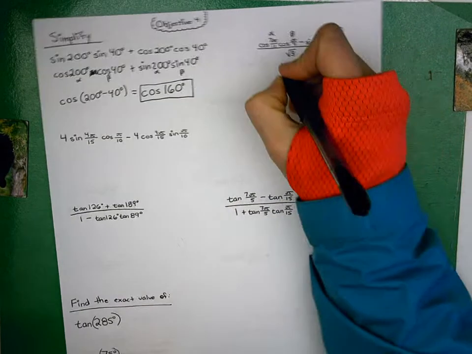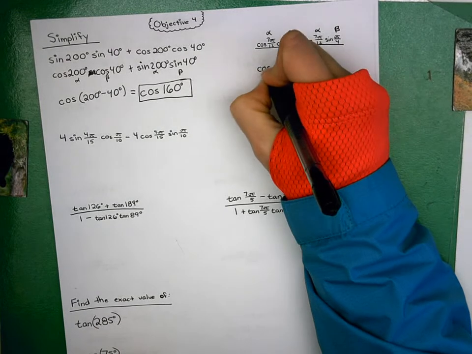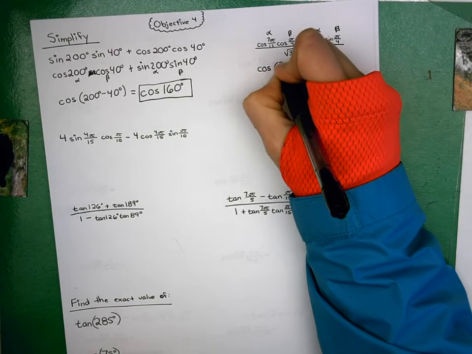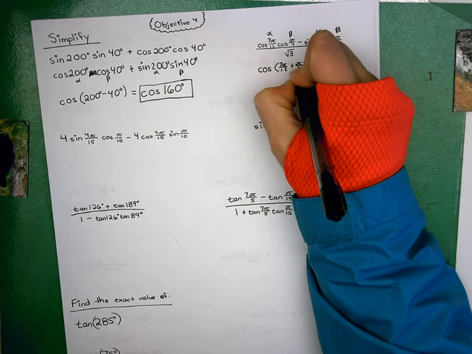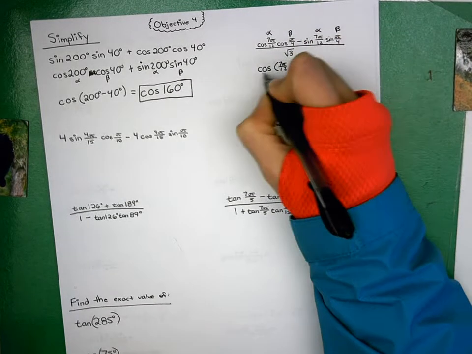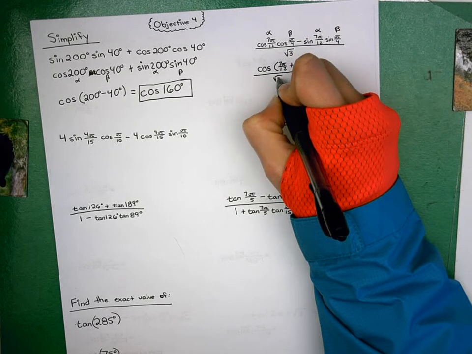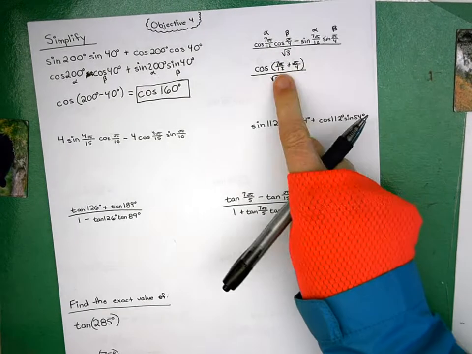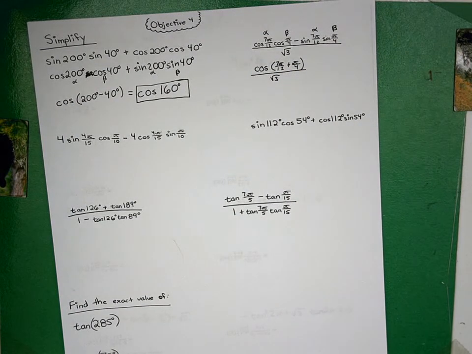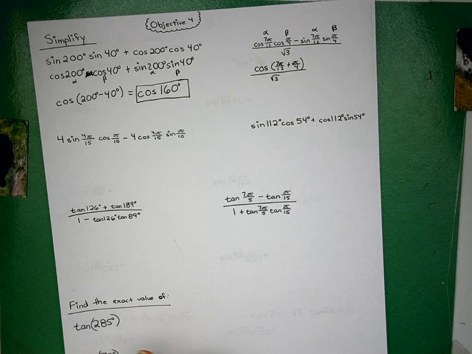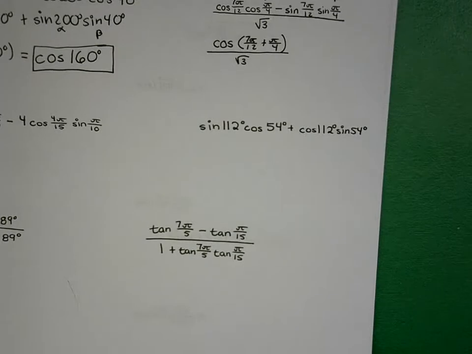And so reversing that rule, this would be cosine of alpha plus beta, which is 7 pi over 12 plus pi over 4. And all of that's over root 3. Okay? 7 pi over 12 plus pi over 4. If I found a common denominator to add those, let me zoom in here. I just realized that's a little small.